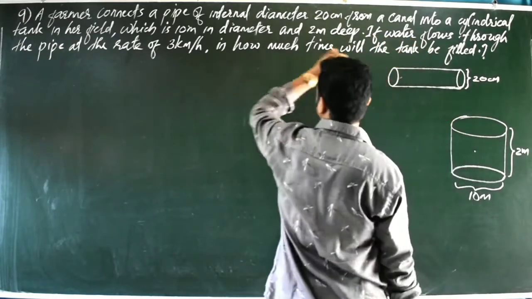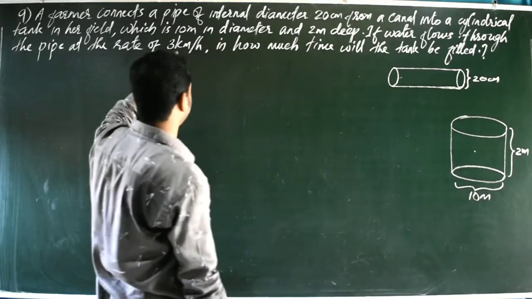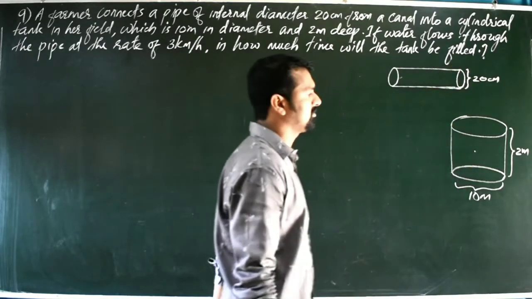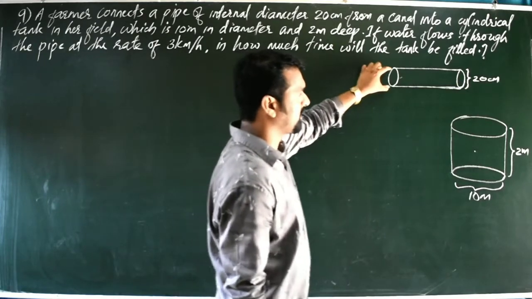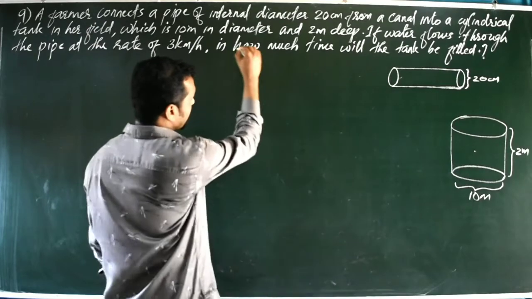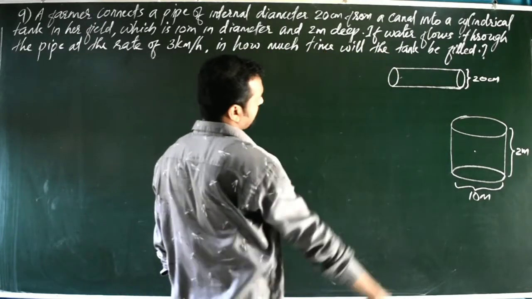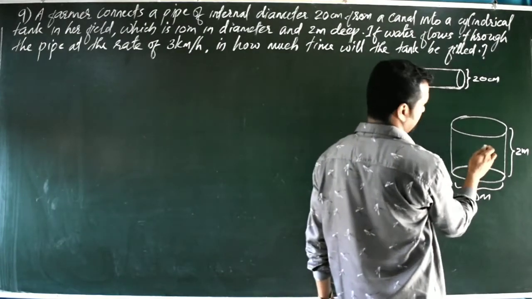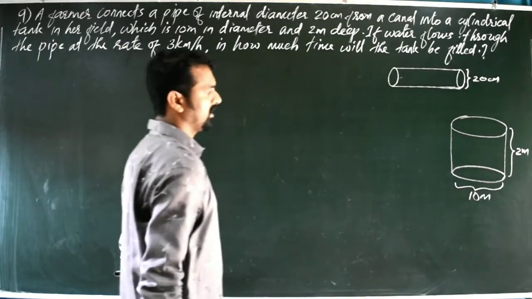If water flows through the pipe at the rate of 3 km per hour, that means the speed of the water through the pipe is 3 km per hour. In how much time will the tank be filled? How much time will it take to fill this tank? That is the question.